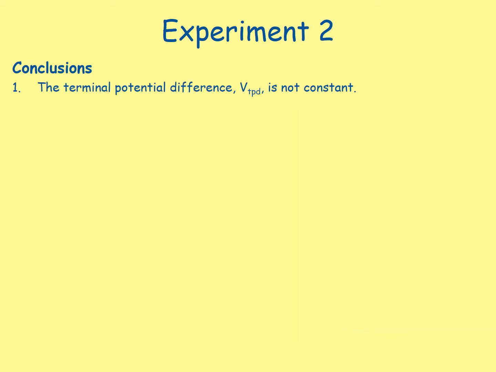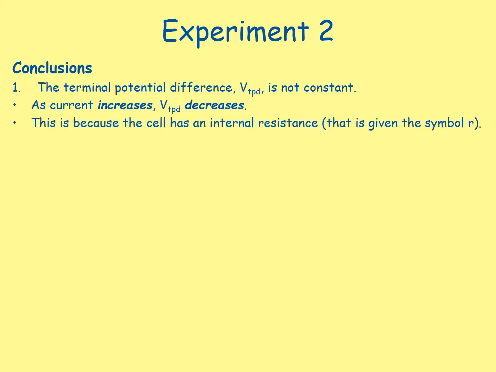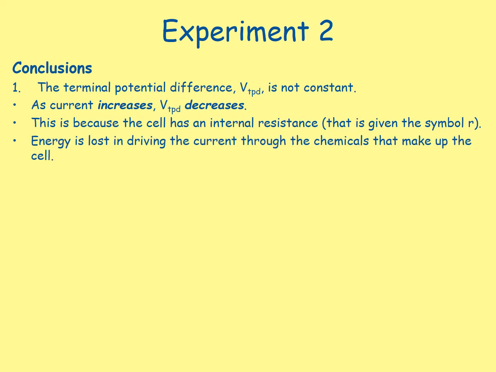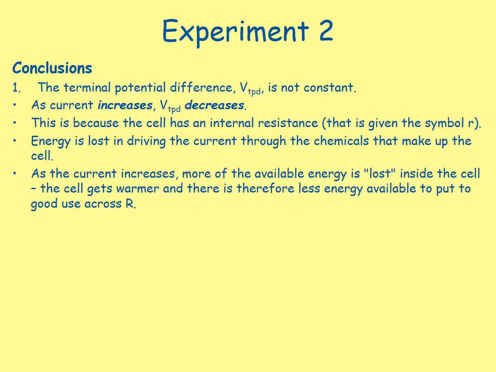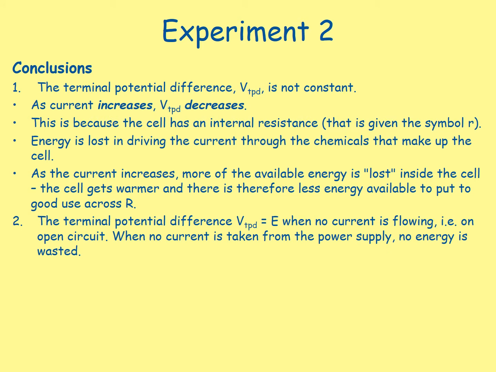Our first conclusion is that the terminal potential difference is not constant. As current increases, the terminal potential difference decreases. This is because the cell has an internal resistance, that is given the symbol lowercase r. Energy is lost in driving the current through the chemicals that make up the cell. As the current increases, more of the available energy is lost inside the cell, and the cell gets warmer, and there is therefore less energy available to put to good use across R.